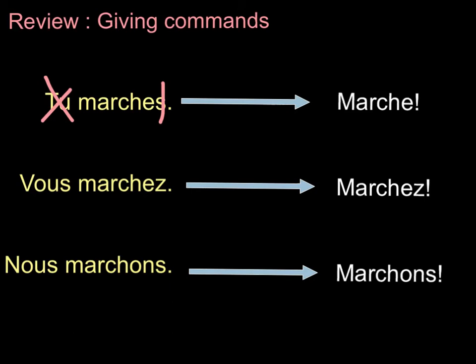Okay? In the vous form, it's essentially the same thing. We just drop that subject pronoun, and vous marchez changes to marchez, walk. Okay? The last imperative form that we have is the nous form. So again, we're going to drop the subject pronoun from nous marchons, and we get marchons, let's walk. Okay, it's like giving a command to a whole group, but it includes you. So you're really kind of making a suggestion. Nous marchons, marchons. So that is giving commands with regular ER verbs.